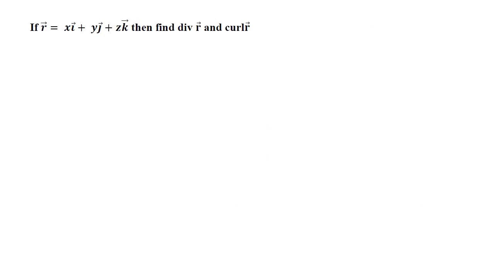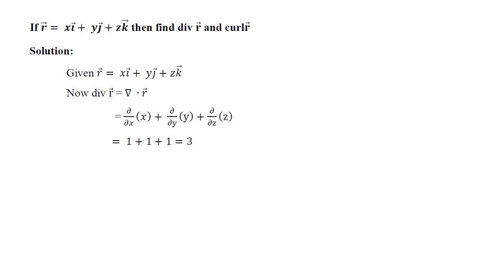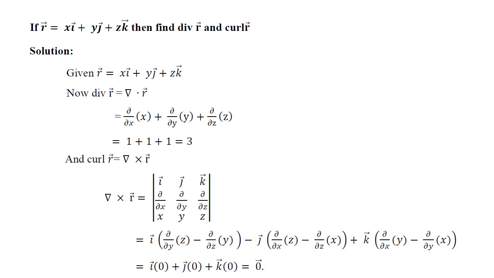Now we are going to see sums based on the divergence and curl of a vector function. If r vector is equal to x i vector + y j vector + z k vector, then find divergence and curl of r vector. To find the divergence of r vector, we are going to use the dot product concept. So divergence of r vector is equal to del dot r vector, which is nothing but ∂x/∂x + ∂y/∂y + ∂z/∂z. So we will be getting the answer as 1 + 1 + 1, which is equal to 3. Now to find the curl of r vector, we are going to use the cross product concept.